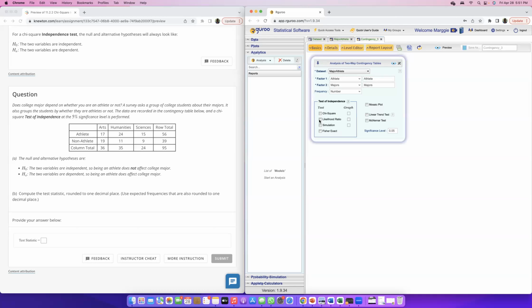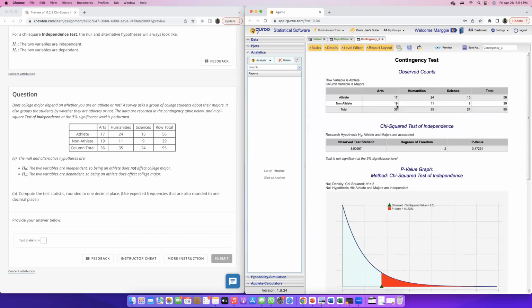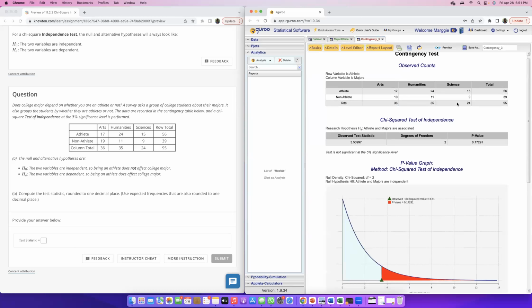All right, so once we have that, we want to do a chi-square, and then we make sure that the significance level we want is 5%, so we're good. And we click the I to get our result. So again, here, this is the same table we have: 17, 24, 15, 19, 11, 9, which is what we entered.